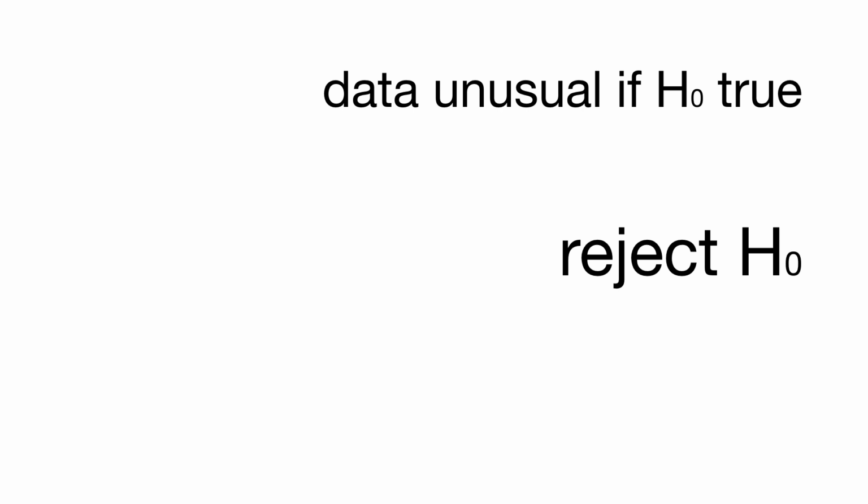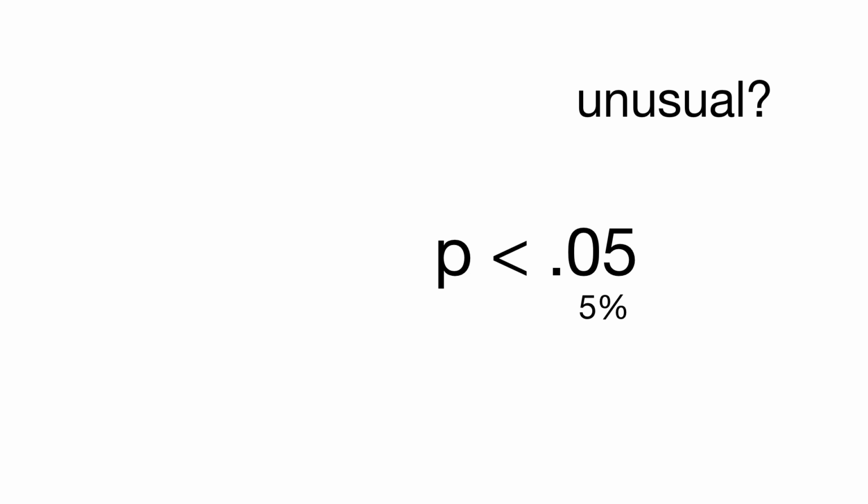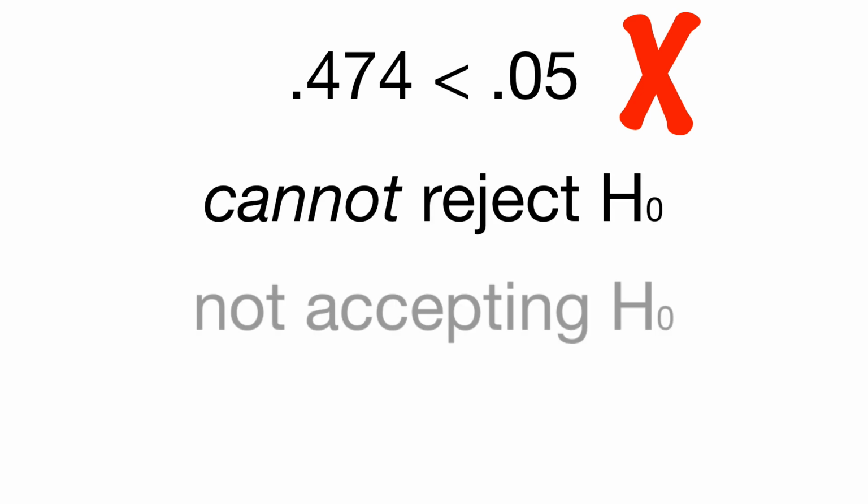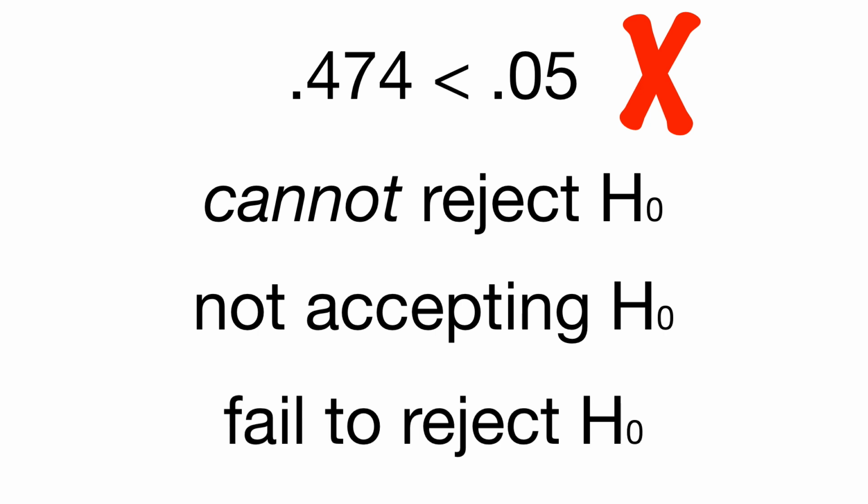As usual, we evaluate unusual against a criterion of 5%. Is our p-value less than 5% or 0.05 in decimals? Our p is 0.474 or 47.4%, so clearly a long way from being less than 5%. We cannot therefore reject our null hypothesis, but remember, this is not the same as accepting the null hypothesis. All we can say is that we have failed to reject our null.